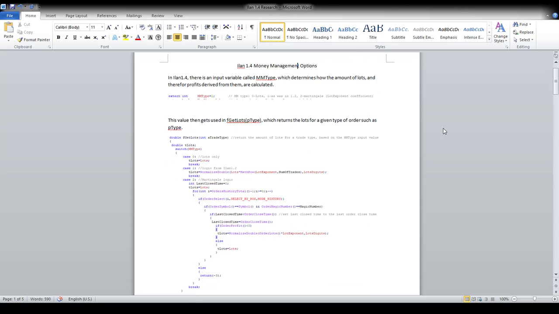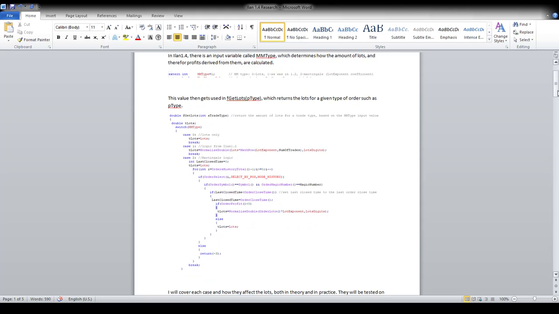It gives a short description at the top, just with 0 is a direct translation of the lots, 1 with the logic in Ilan1.2, and 2 with martingale logic. When we go into the fgetLots function, then it covers the specifics of how the logic breaks for every case. On a side note, the input p type is just what type of order it is, such as buy, sell, buy limit, sell limit, etc.